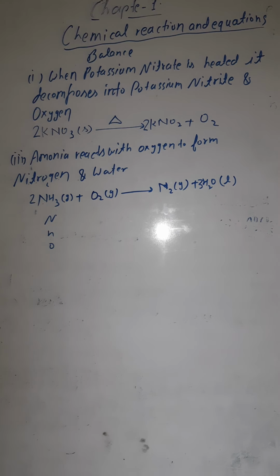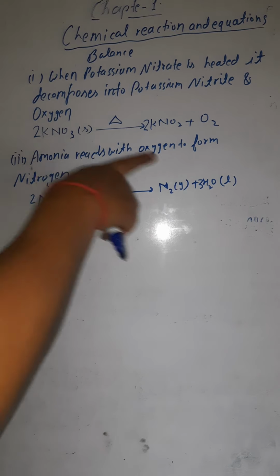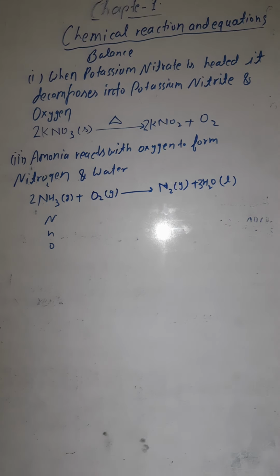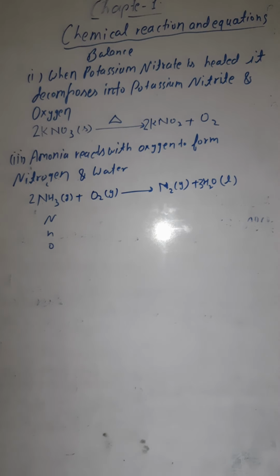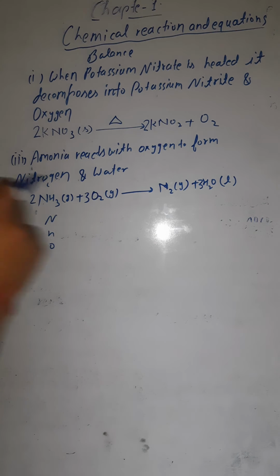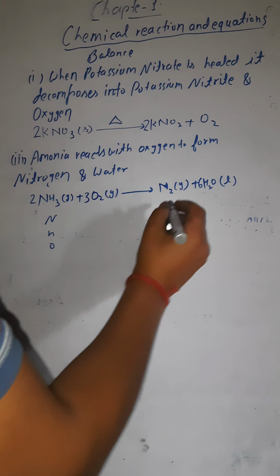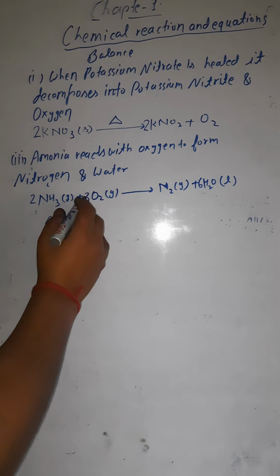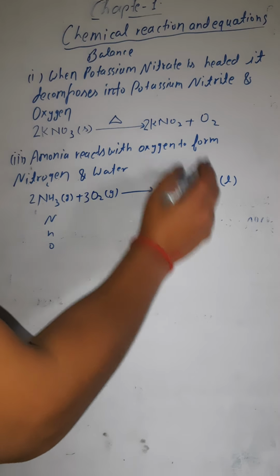Now let's check the oxygen. If you could see the oxygen atoms, here 2 oxygen atoms and here 3 oxygen atoms. So what to do? Now see, if I multiply here by 3, 6 oxygen atoms, and then I will multiply here also by 6, that is why 3 times 2 is 6 oxygen atoms here also, and 6 oxygen atoms there also, you can see.